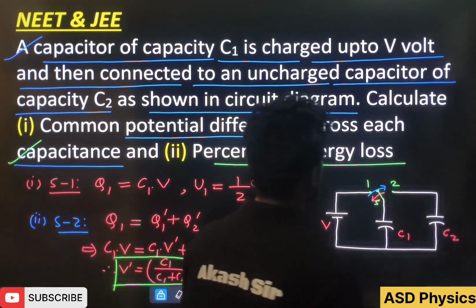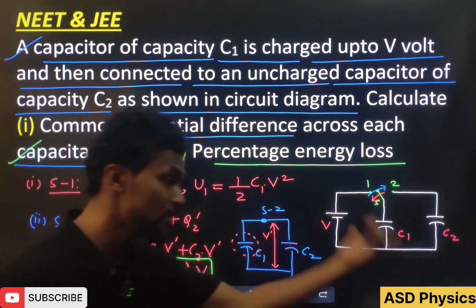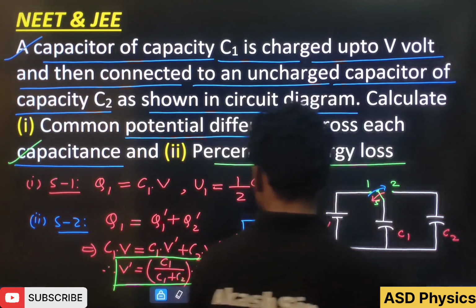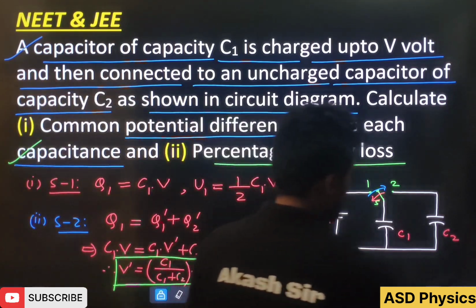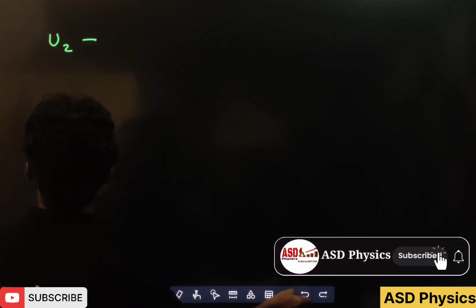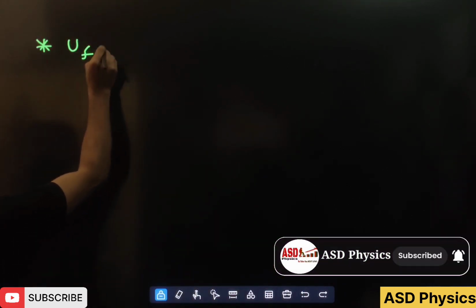After that, what is there? Percentage energy loss. So the initial energy is half C1V square. But what will the final energy be? Here also some energy, here also some energy. So if we talk about the final energy, let me write it as U final, UF.